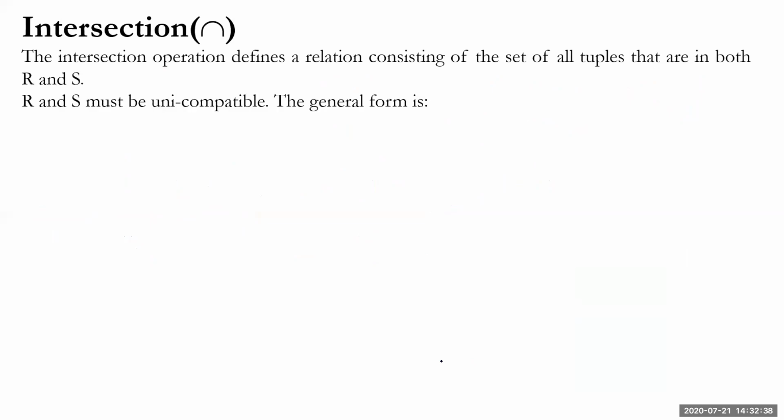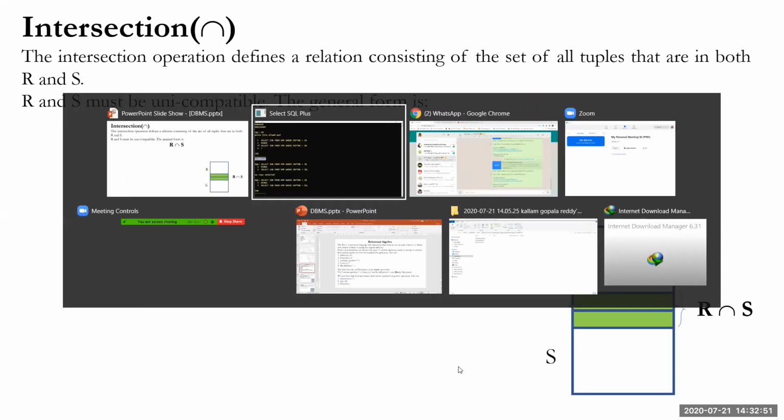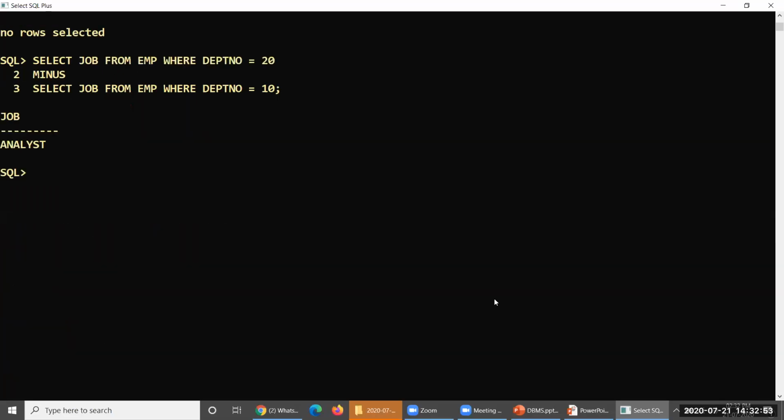Okay, then followed by intersection. Intersection is also the same. You can observe this one. If you take the intersection of R and S, the common values in R and S will be displayed here. Okay, common values. So let us observe what the intersection operations are here.